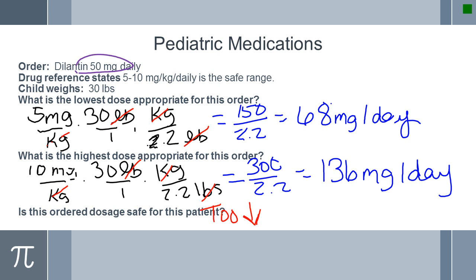Our order is for 50 milligrams daily. You see that right here. And so this one is actually not enough medication. So is this safe for the patient? It is safe, but not effective. So this one would be too low.